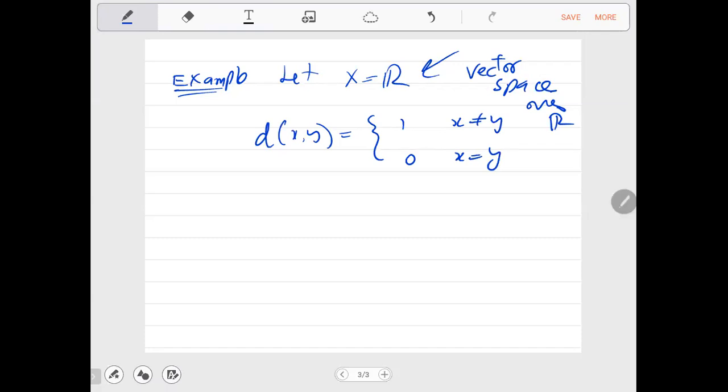So a metric space is not necessarily induced by a norm space. If you have defined a metric on a non-empty set which is not a vector space, okay, fine. But if it is a vector space, can it be induced by any norm? So X equal to R is a vector space. Can this discrete metric on R be induced by a norm?